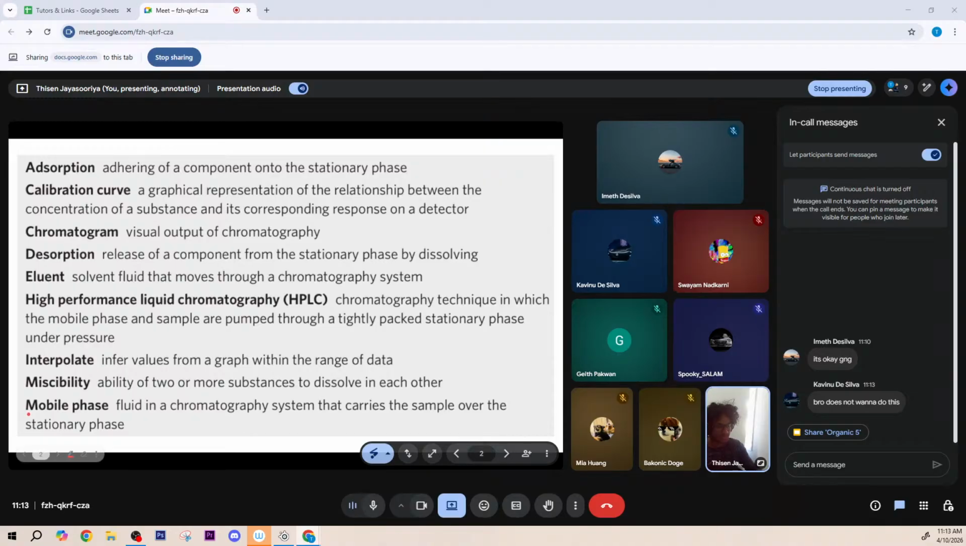The main thing I need you guys to understand is the mobile phase. So the mobile phase allows an object to move through the chromatogram.